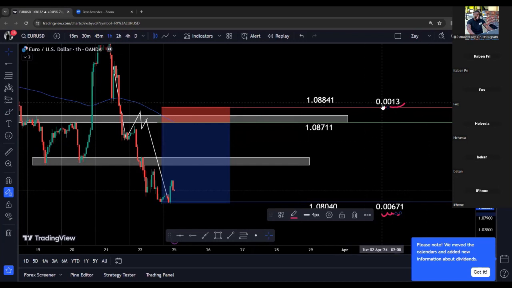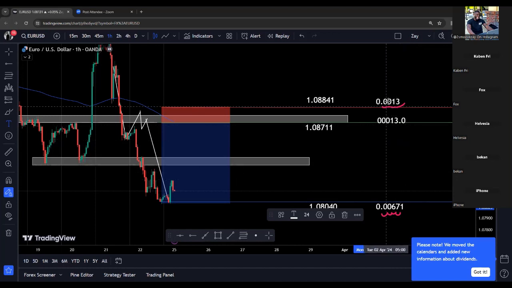So if I move this, 13 pips and 67.1. Who said that? Fox. Everybody heard what he said? Say one more time for my Fox. 13 pips stop loss and 67.1 for take profit. Okay. That's a pip.